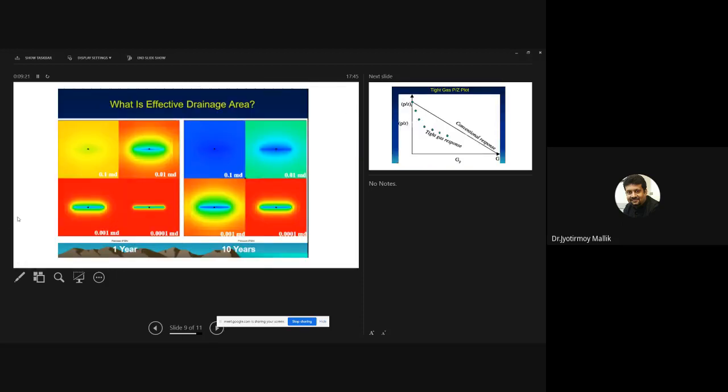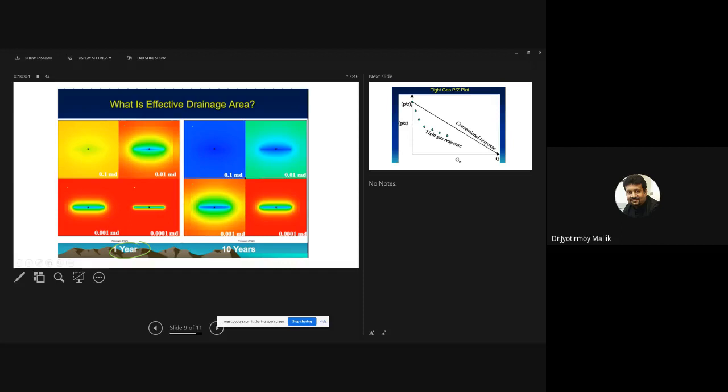So this is what I was talking about, the drainage area. I just gave you a brief understanding of it. What you can see here is that this first batch of pictures shows the pressure depletion after 1 year of production. These first four pictures are after 1 year, and then this is after 10 years of production.